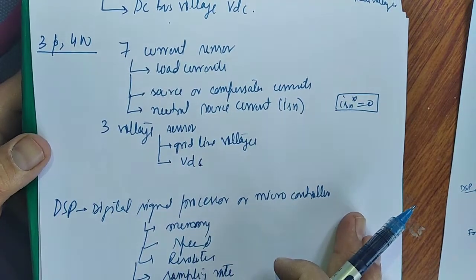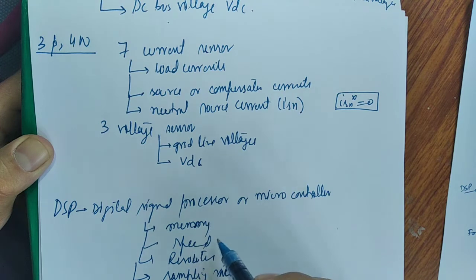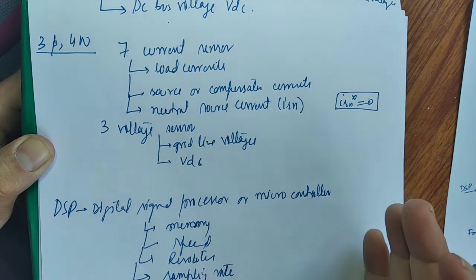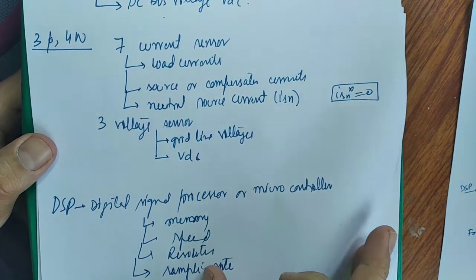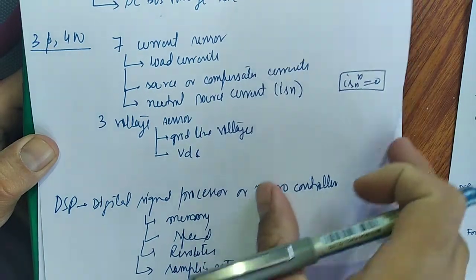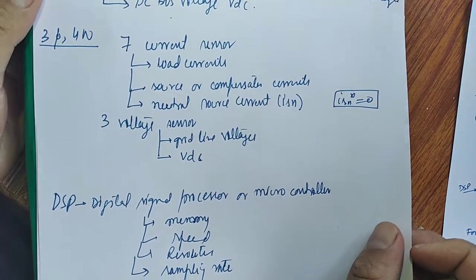And this DSP is a digital signal processor or microcontroller. It has memory, speed, resolution and sampling rate. Different things, we should have a good sampling rate. As we have a good sampling rate, we can go for a real time system, and also we will have less THD in this real time system.